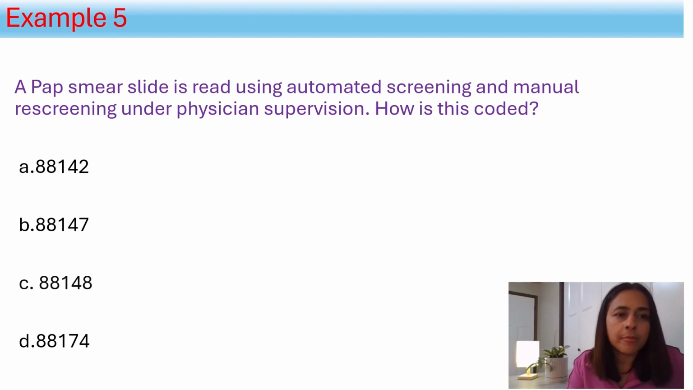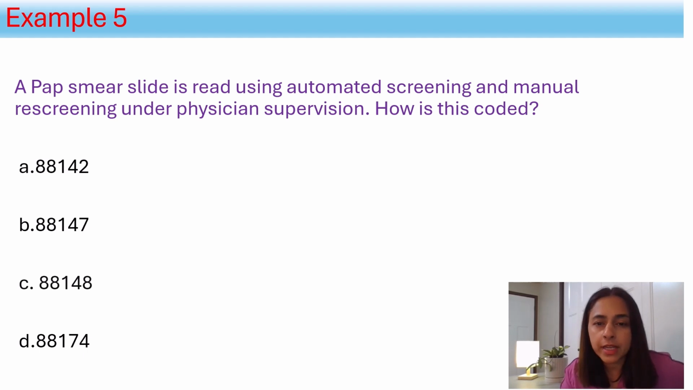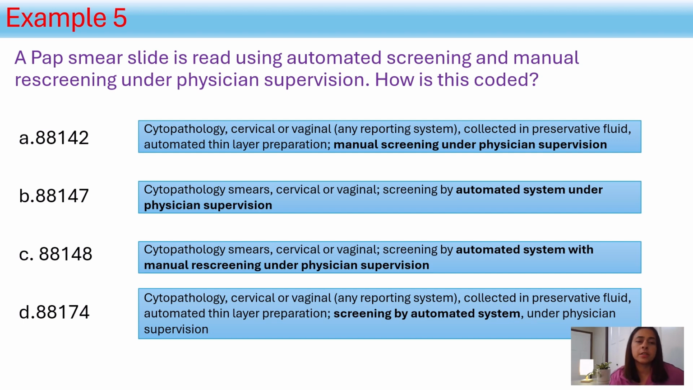Next question is, a pap smear slide is read using automated screening and manual rescreening under physician supervision. How is this coded? Here are the options and the descriptions. We can check the highlighted part to make sure it matches our question. In the first option, the highlighted part is manual screening under physician supervision. So it only talks about the manual, and it doesn't talk about the automated screening. So we will ignore the first option.